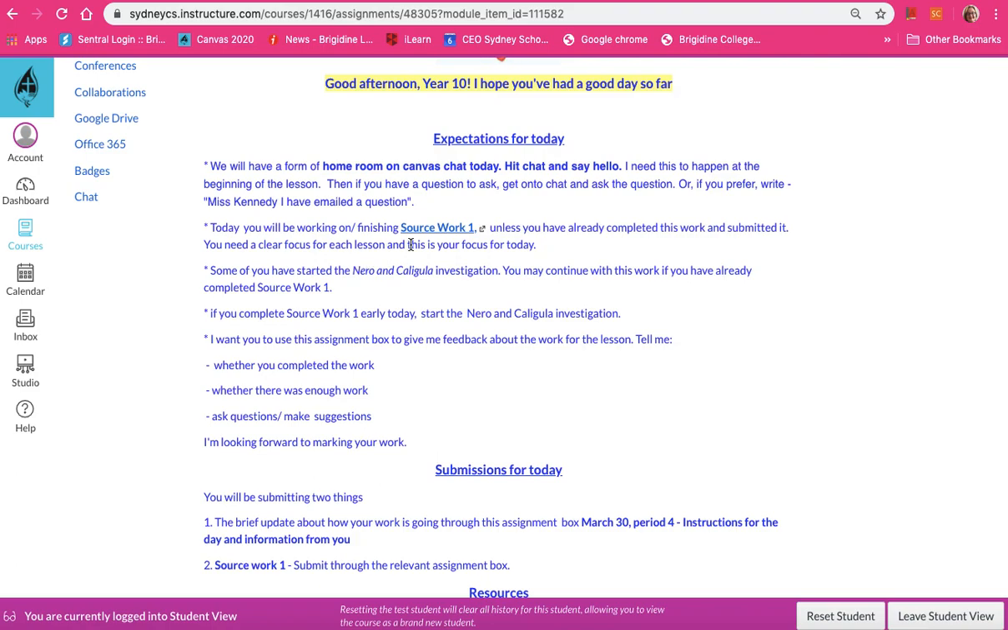It tells you what you have to do. Today you will be working on finishing source work 1. Now, I've already clicked onto that so I can share it with you. It gives you some information. I'm not going to read it all now, but you'll be working on source work 1. You need a clear focus for each lesson, and this is your focus for today. If you finish the work early, start the Nero and Caligula investigation. That's something else on the list.